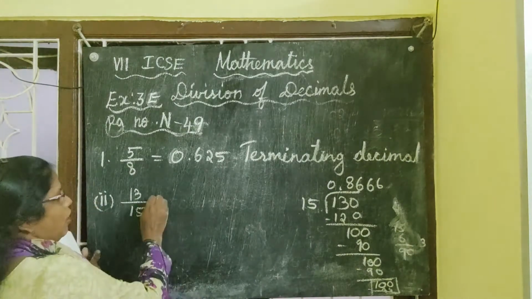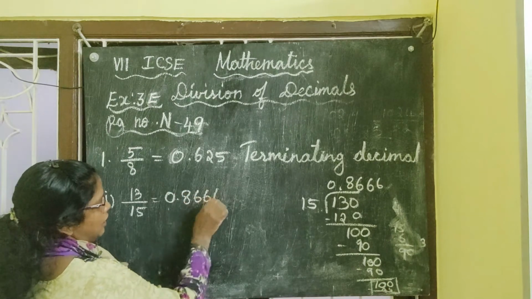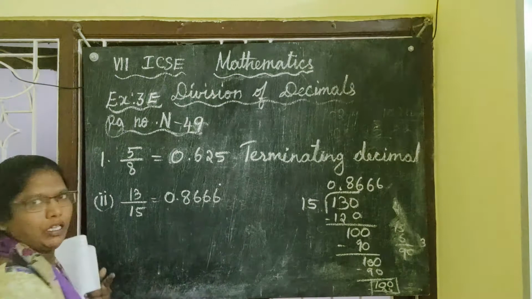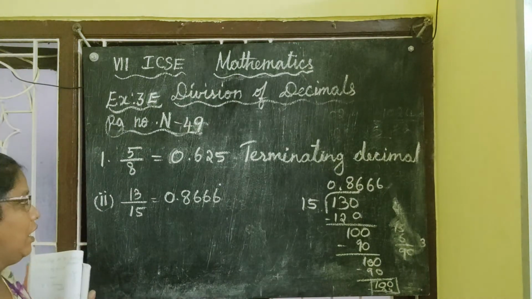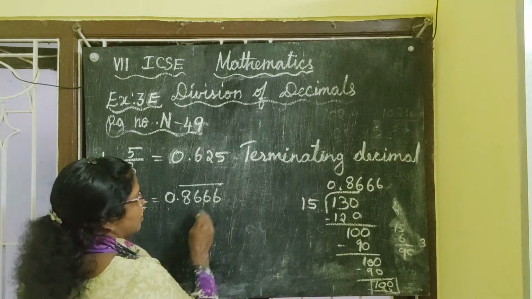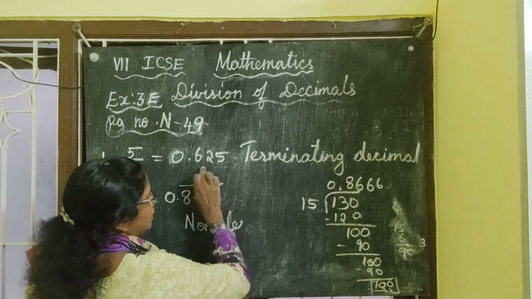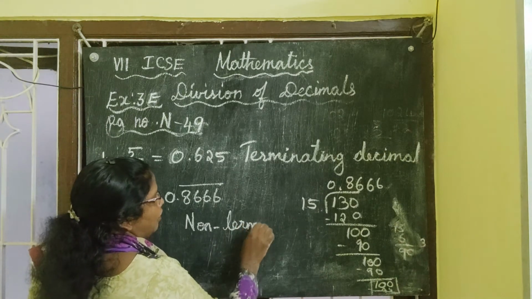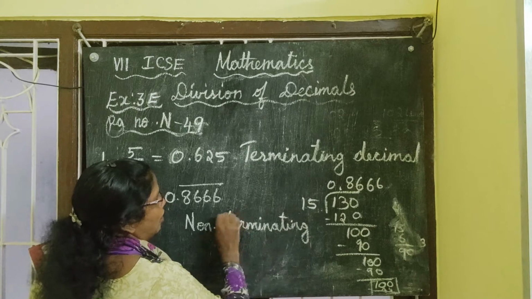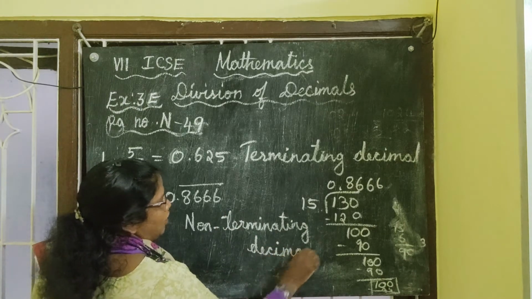So this is 0.8666, it's going on, keeping on going. We are not getting any end here. So this one I am writing, we are not getting any end. This is called non-terminating decimal. This is terminating. This is called non-terminating decimal. Okay, understood this too?